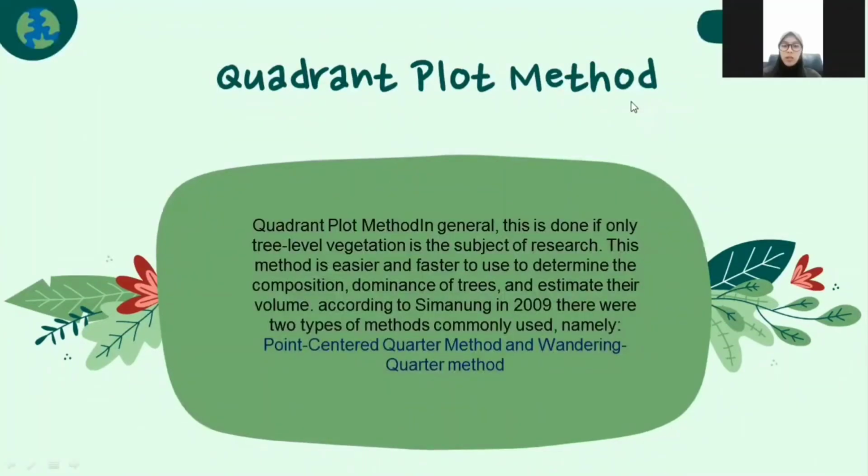Next is the quadrant plot method. The quadrant plot method is generally done if only tree-level vegetation is the subject of research. This method is easier and faster to use to determine the composition and dominance of trees, and estimate their volume. According to Simanung in 2009, there are two types of methods commonly used, namely the point-centered quarter method and the wandering quarter method.